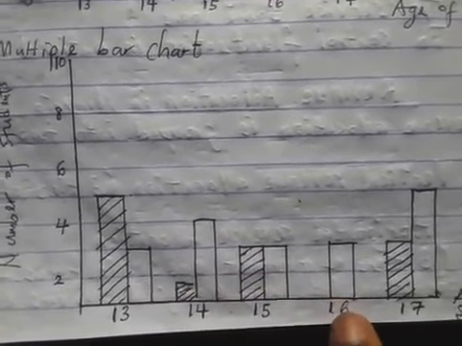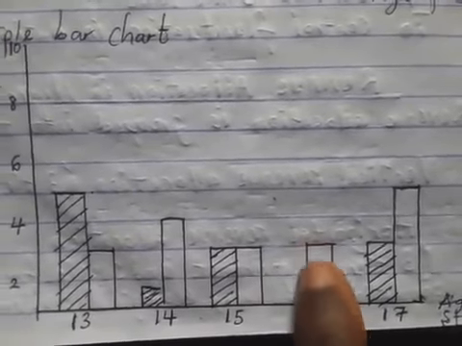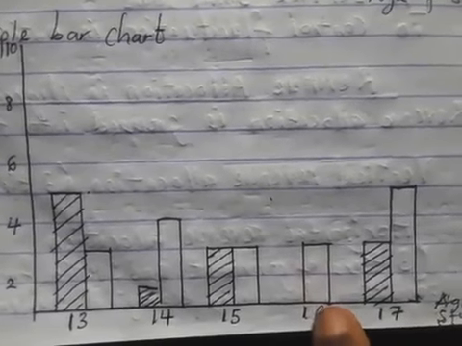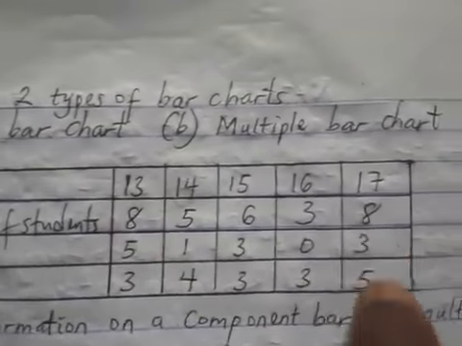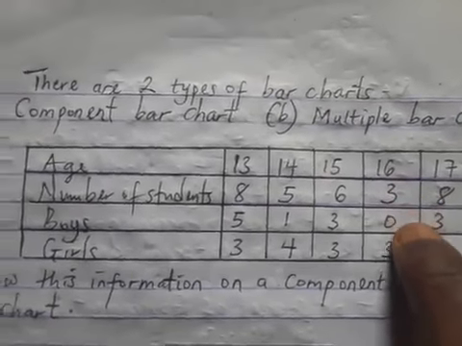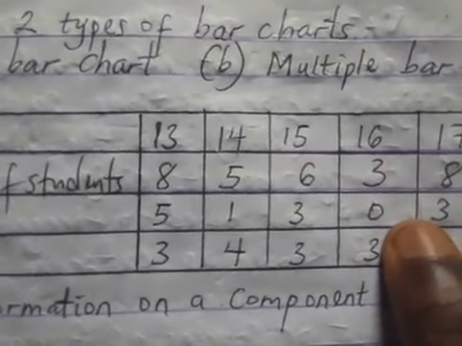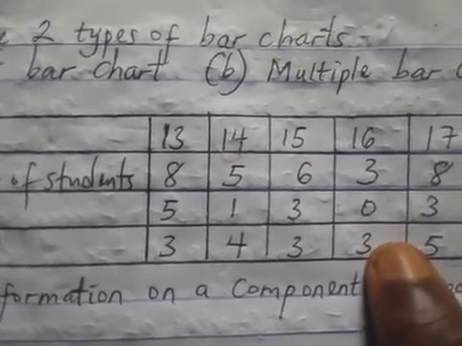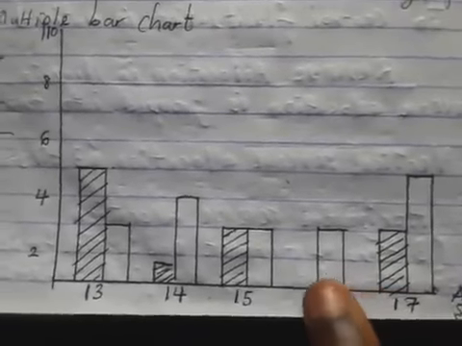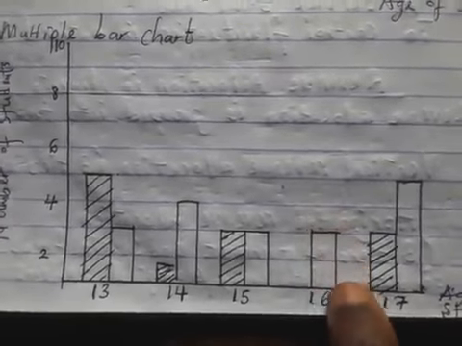That's why you can see boys and girls, boys and girls, boys and girls. This particular one, that is 16, is only girls. That means the number of students that are 16-year-old, if you check the question, is just 3. And how many boys? 0, according to the question. How many girls? 3. That means no boy, just girls. That means we don't have to shade anything for 16, just only girls.